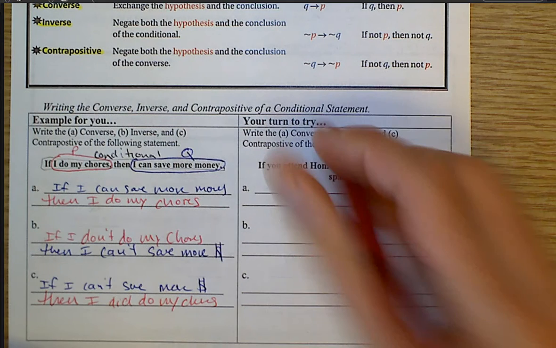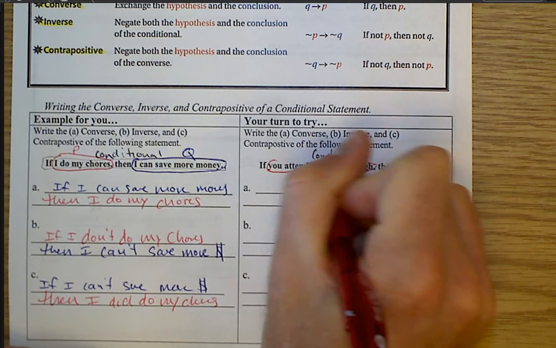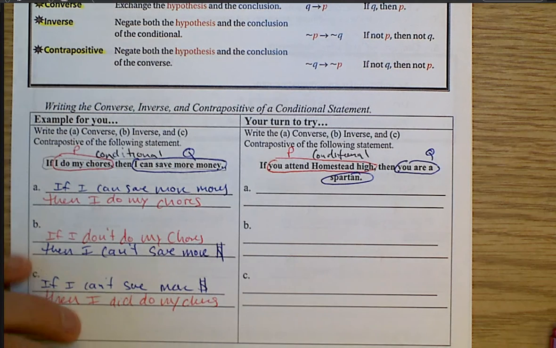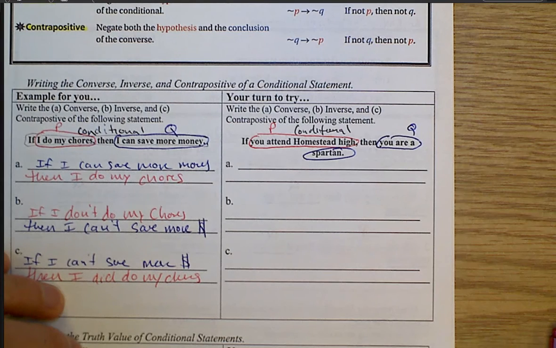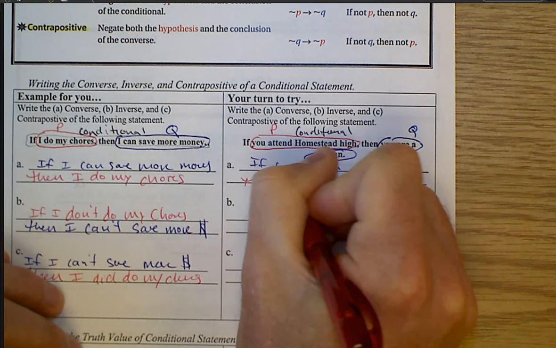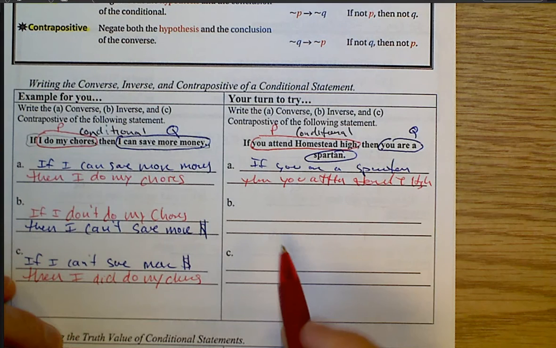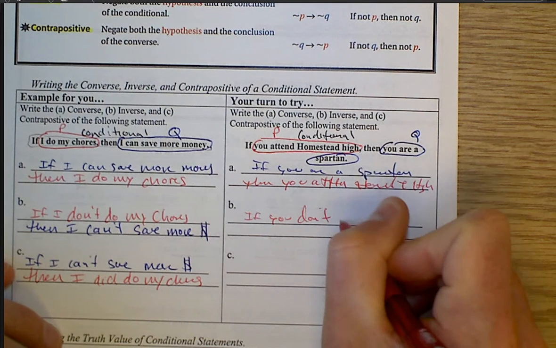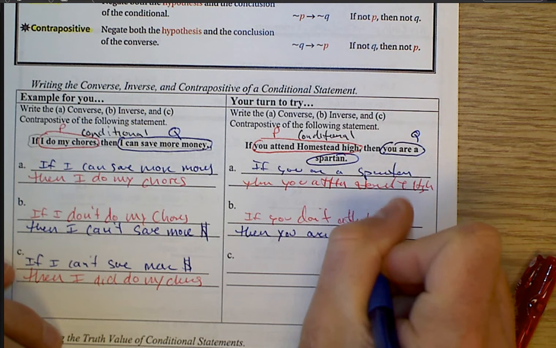All right, back at it. So here's your conditional statement. I should probably write that. Conditional. I'm going to identify my hypothesis. There's my P. Here's my Q. And now I'm going to write the following statements. First one, converse. I'm switching my Q and my P. So here we go. If you are a Spartan, then you attend Homestead High. I can't even read that. Part B, inverse. Inverse is where you negate the hypothesis and conclusion. If you don't attend Homestead High, then you are not a Spartan.